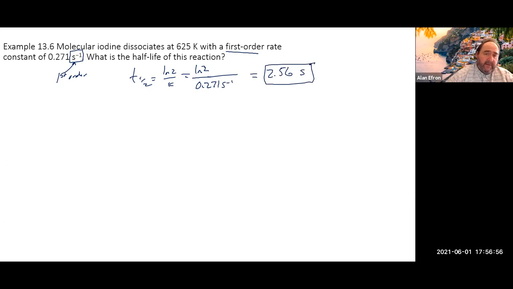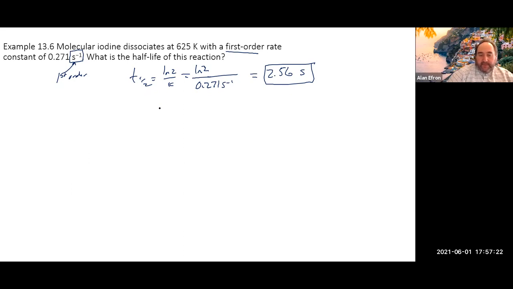That is a very fast half-life. That means pretty much every 2.5 seconds, half of whatever you started with is gone. So it goes pretty quick. Any questions on first order stuff here? And again, for the final, you are responsible for through first order. So that would be up to this point is technically what you're responsible for.